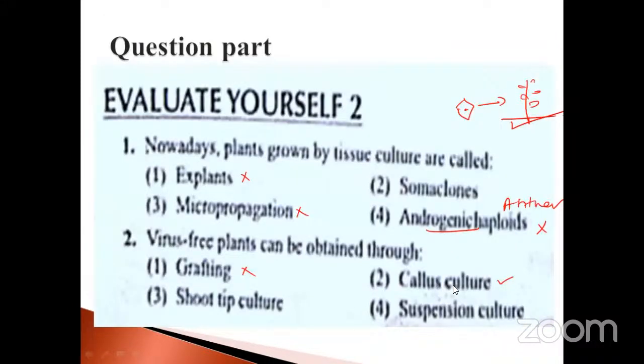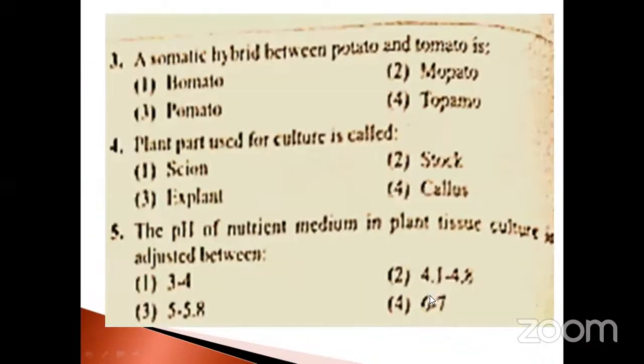And the third one is called suspension culture. Here, which one is the correct answer? These three are related to the normal. See, the grafting is not coming. Callus culture, sometimes it happens. What happened? No virus. Suppose when you are doing shoot-tip culture, it is possible. Suspension culture is not possible. Okay, virus-free plant can be obtained through only shoot-tip culture. So go to the next one.